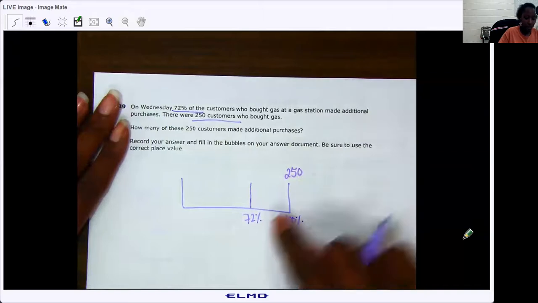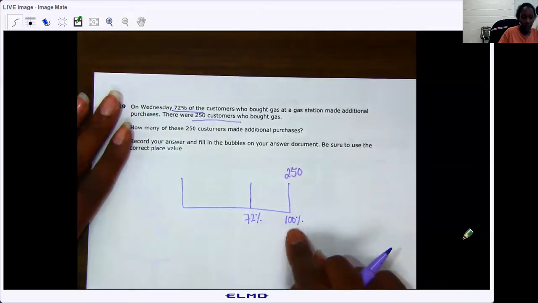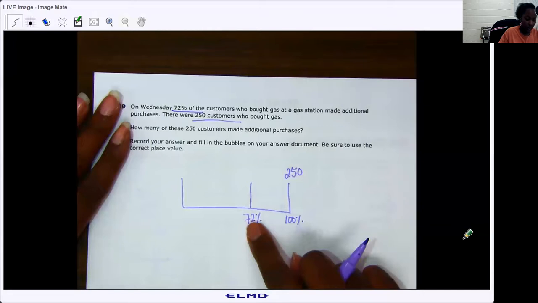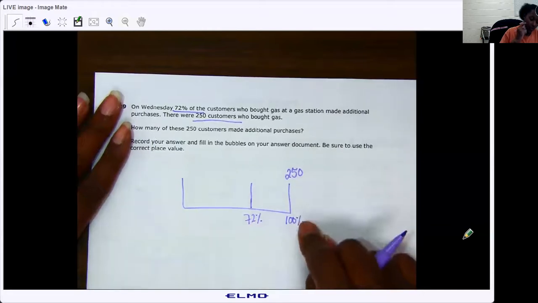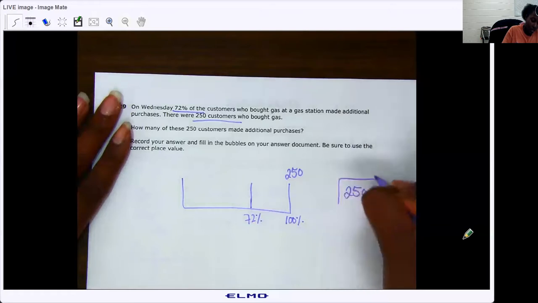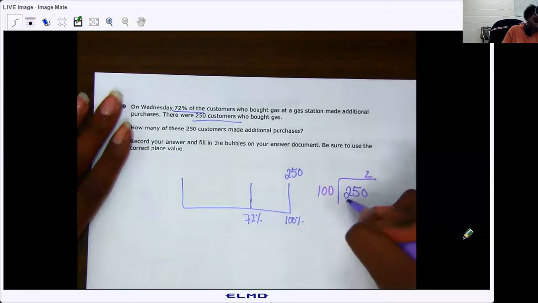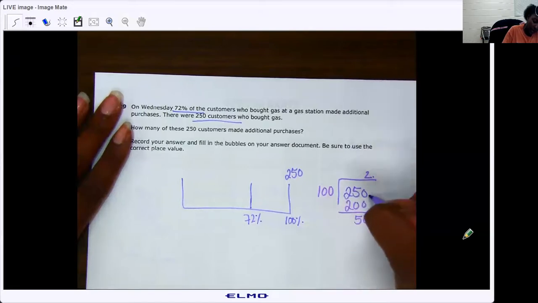How many of these 250 customers made additional purchases? Okay, so there's no relationship that I can make to get from 72 to 100. Okay, but I can simplify to see if I can get it down to my 72%. So we're going to divide 250 divided by 100. 100 will go into that 2 times. There's 50 left over. Decimal, decimal.